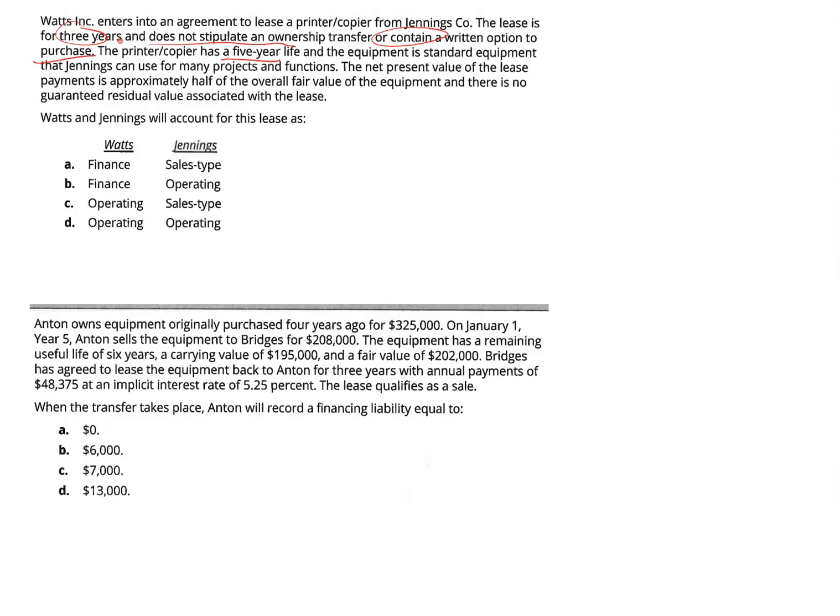The equipment is standard equipment that can be used for many other projects. That means it's not a special type of asset, and it's not like there is no alternate use. Net present value of the lease payments is approximately half of the overall fair value of the equipment, and there is no guaranteed residual value. So the question is how the lease will be classified by Watson and Jennings. That means the lessee and the lessor.